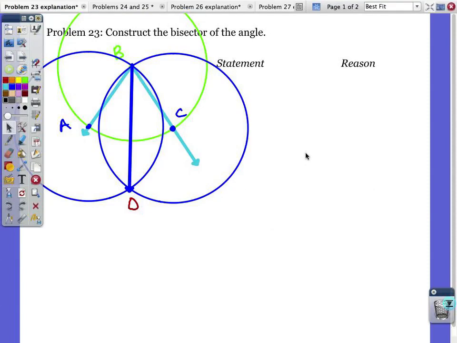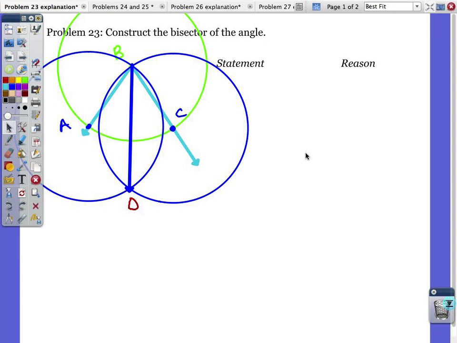In order to say that this ray bisects the angle, we have to know what bisect means. So can anybody tell me what bisect means? Cut in half. Cut an angle in half. It means more than just cut in half. It's a segment that separates an angle into two equal or congruent angles. Right, it cuts the angle into two congruent angles.